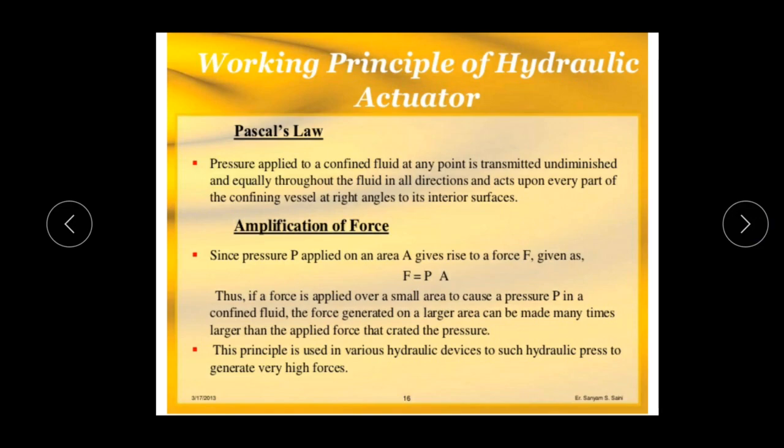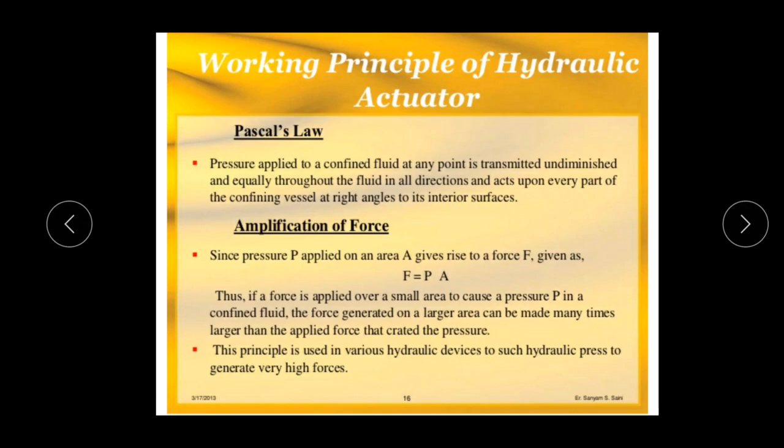Dear students, you know the principle of Pascal's law. The pressure applied to a confined fluid at any point is transmitted undiminished and equally throughout the fluid in all directions and acts upon every part of the confined vessel at right angles to its interior surface. The mathematical expression of Pascal's law, which gives amplification of forces: the pressure P applied on an area A gives rise to a force F, given as F = P × A.